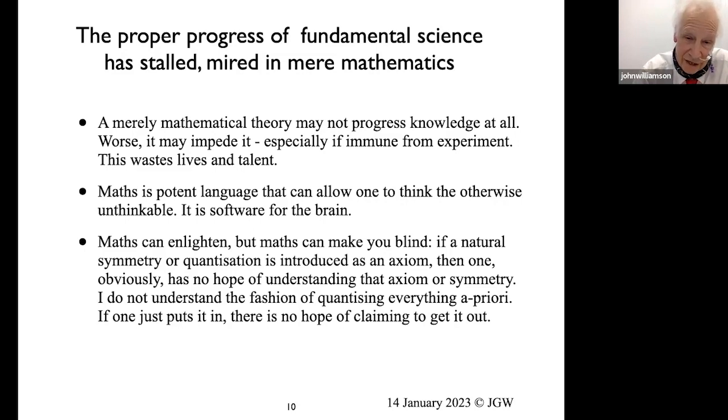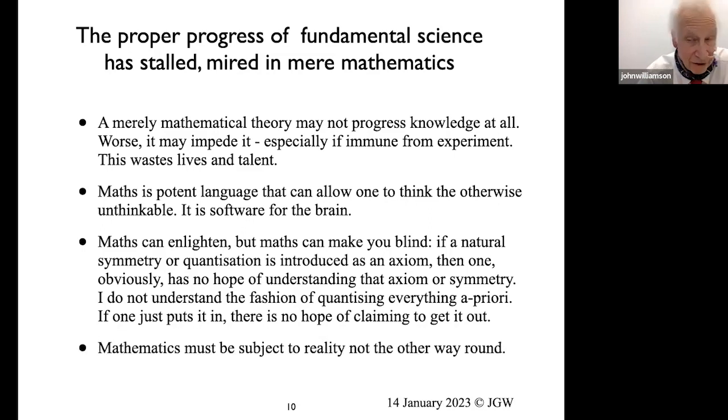I don't understand the question of quantizing everything a priori, because any quantum number you come up with is an expression of what you don't know, not what you do know. If you just put it in, there's no hope of just claiming to get it out, although people do. There's an awful lot of that about as well. And the main takeaway from this is mathematics must be subject to reality and not the other way around.